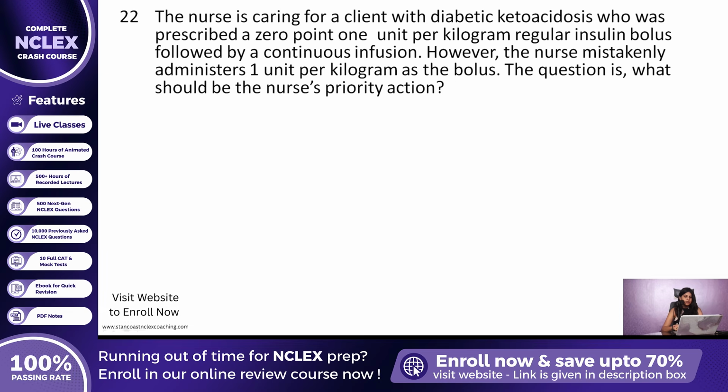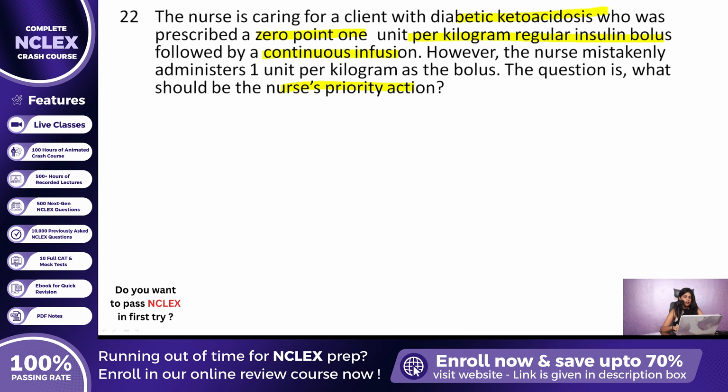Question 22. Now let us move to a scenario involving a medication error. The nurse is caring for a client with diabetic ketoacidosis who was prescribed a 0.1 unit per kilogram regular insulin bolus followed by a continuous infusion. However, the nurse mistakenly administers 1 unit per kilogram as the bolus. The question is, what should be the nurse's priority action?